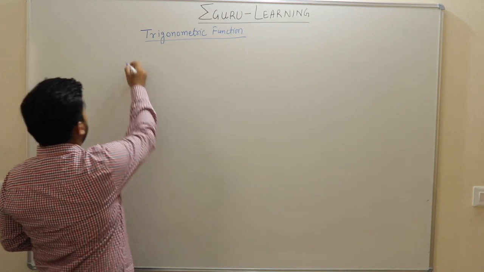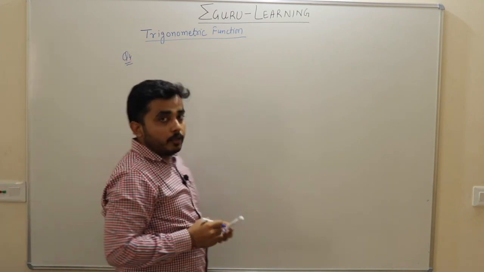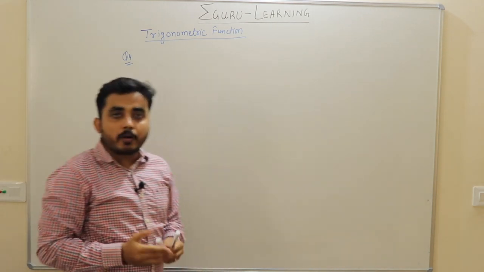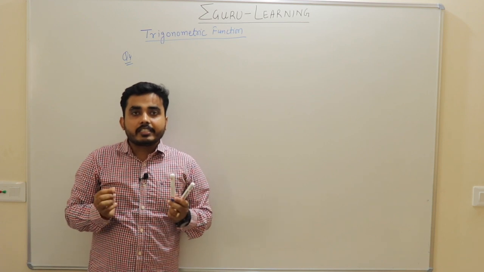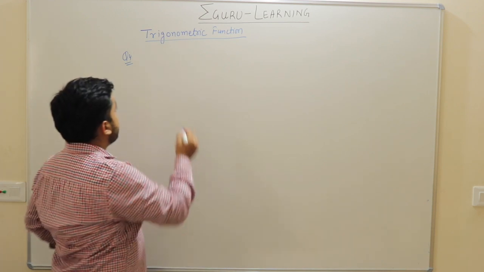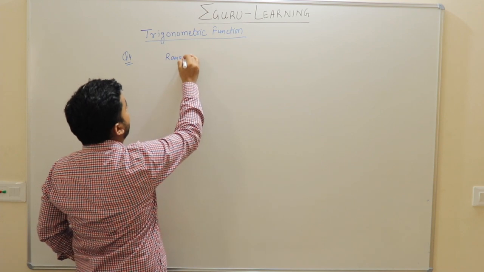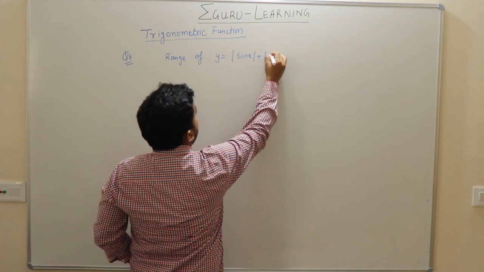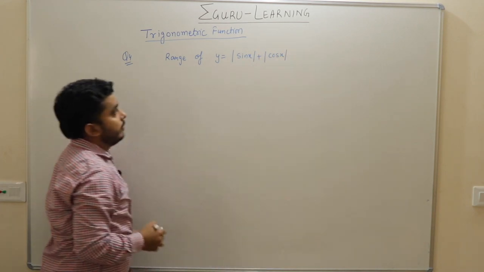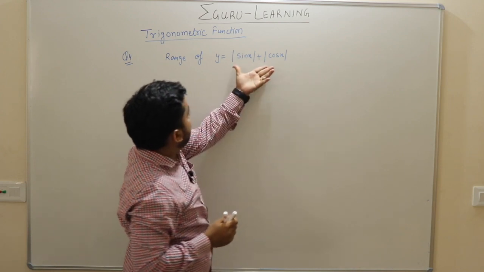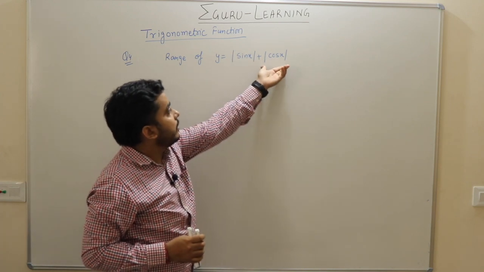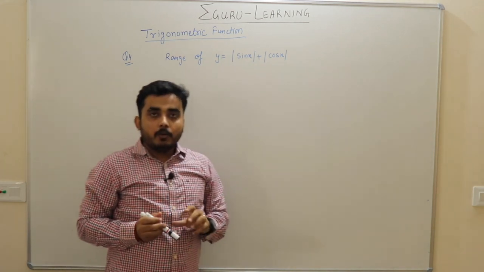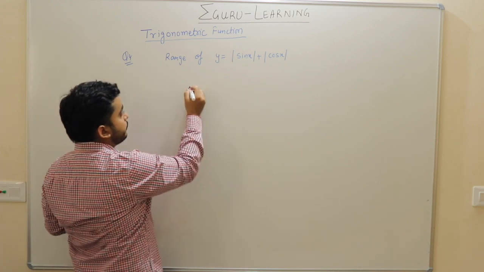Okay, so question number 4 is, here we need to find out the range of another trigonometric function which is under the modulus, because the modulus functions we have studied in the last class only. So find the range of y equals mod sin x plus mod cos x. Now to find out the range of these types of functions when both the functions are under the modulus, that means these are positive values.